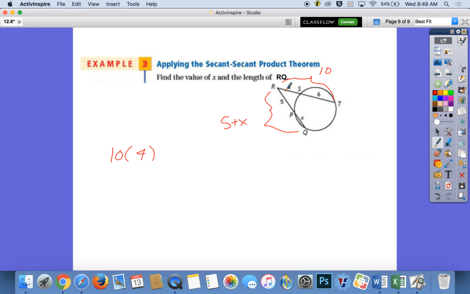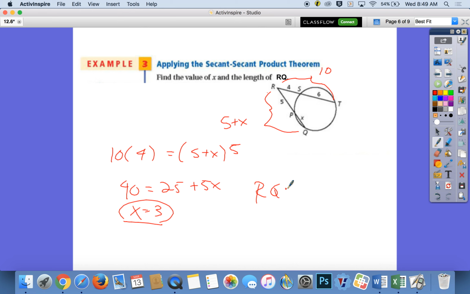This is a little uncomfortable. We just got to do our algebra. Whole times outside. Alright, so 40 equals 25 plus 5x. Solve for x, and you end up getting x equals 3. Okay, it's asking us to find the value of x, so we got that. And then we also want to find RQ. So RQ is going to be 5 plus 3, so it's going to be 8.